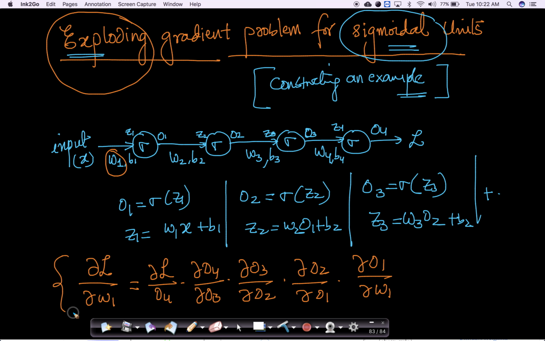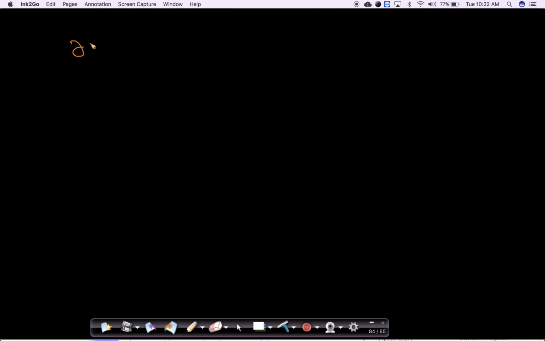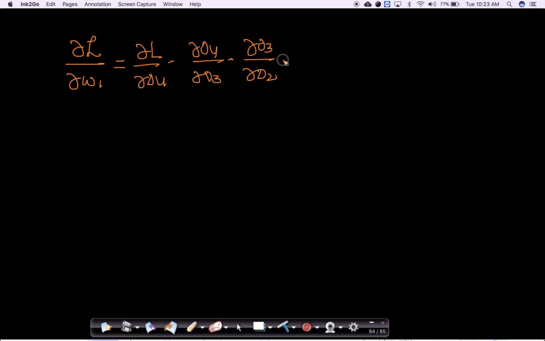So this is how I compute. This is again my simple chain rule, the simple chain rule that we use in the backpropagation algorithm. So now let's write this again here. Derivative of L with respect to W1 is equal to derivative of L with respect to O4, derivative of O4 with respect to O3, derivative of O3 with respect to O2. I'm just rewriting the same thing here. O1, derivative of O1 with respect to W1.